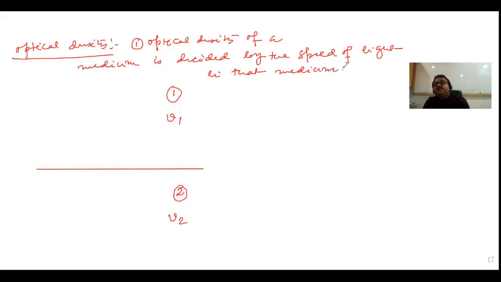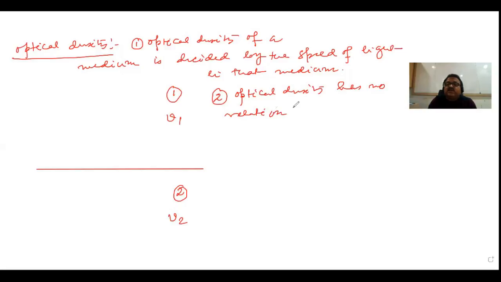Okay. And remember, optical density has no relation with physical density. Physical density means mass by volume, correct? So this is also a very important point. Optical density has no relation with physical density. Okay. Now, as I said earlier, optical density of medium is decided by the speed of light in that medium.